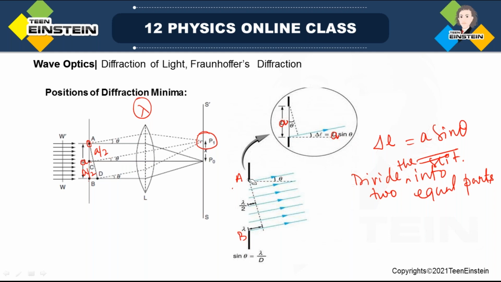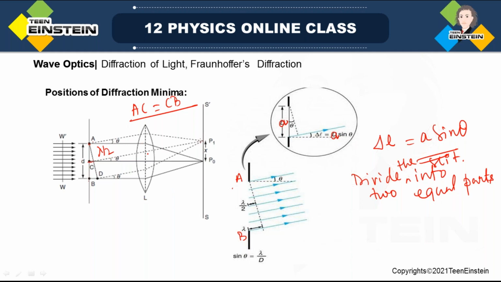So if we think that the light going from A and B has path difference lambda when they meet at P1. Now I have divided that slit into two parts, so this is AC and CB, equal parts. Now if a light goes from A to P1 and another light goes from C to P1, what will be the path difference? Lambda by 2.